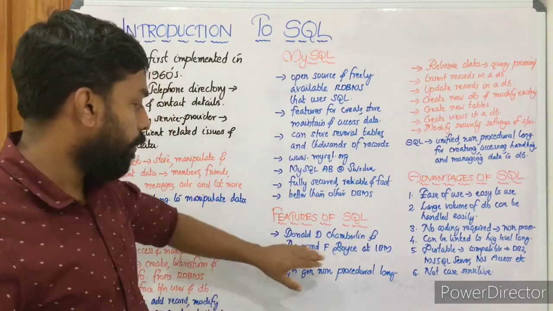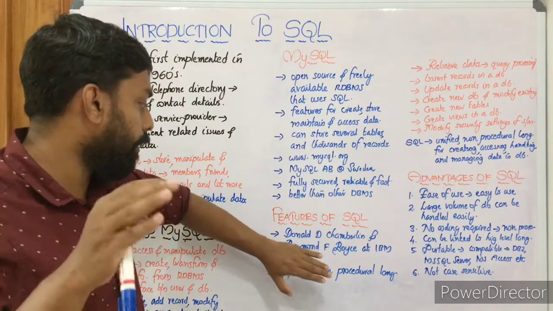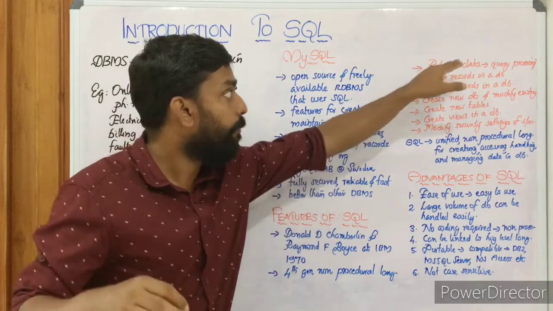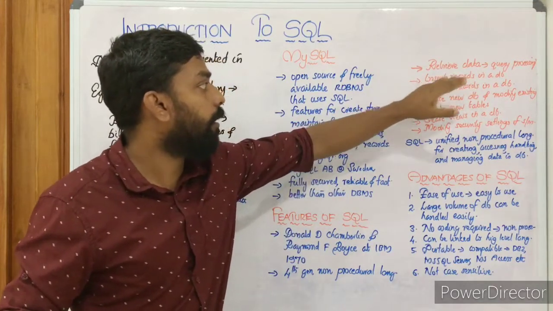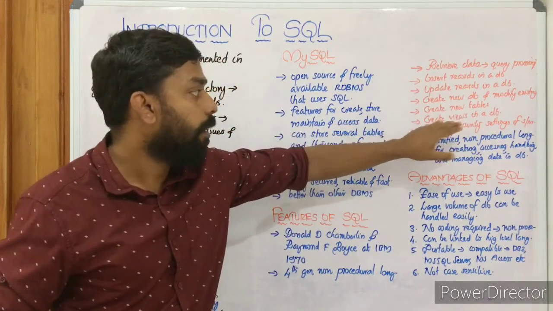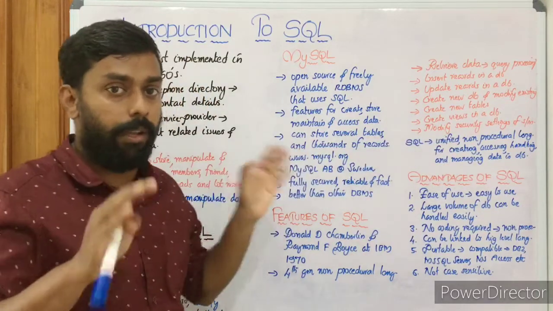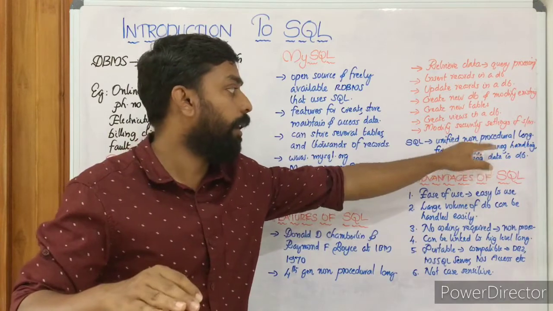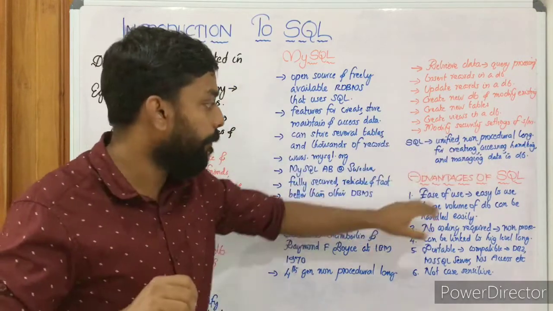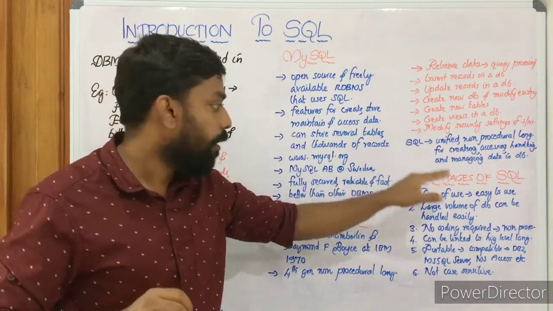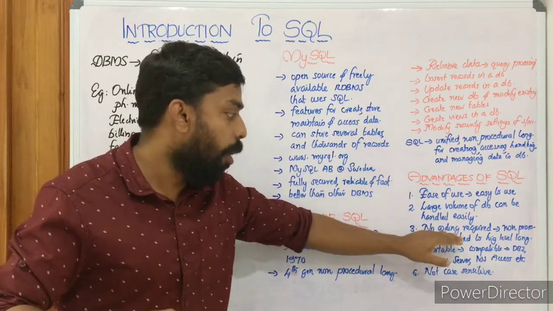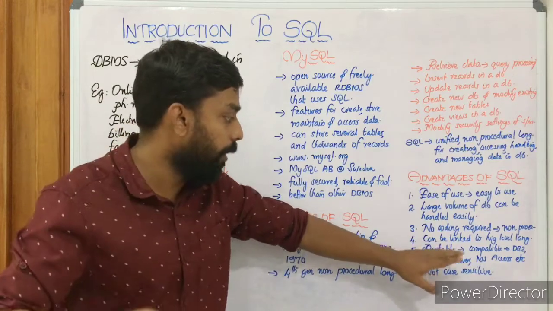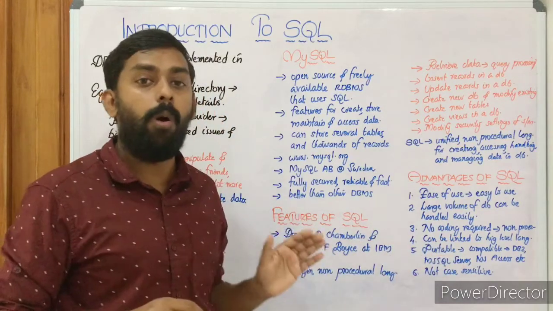Then SQL was developed by Donald D. Chamberlin and Raymond F. Boyce at IBM in the 1970s as a non-procedural language. They could retrieve data, insert, update, create tables, create views, and modify security settings. It's a unified non-procedural programming language for creating, accessing, handling, and managing data in a database. Then the advantages: ease of use, we can store large volumes of data, no coding is required, it can be linked to any front-end programming language, it is portable, and finally it is not case sensitive.